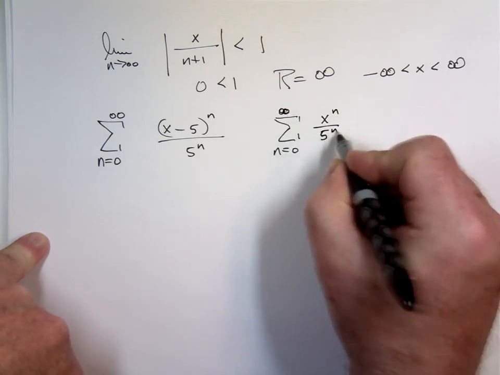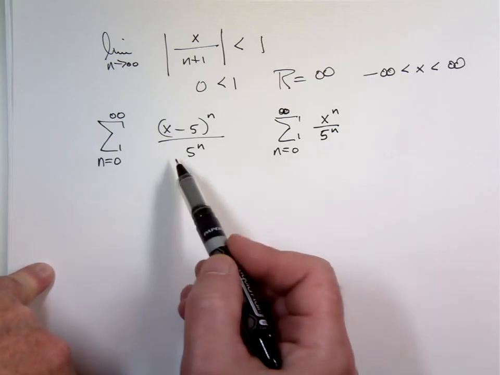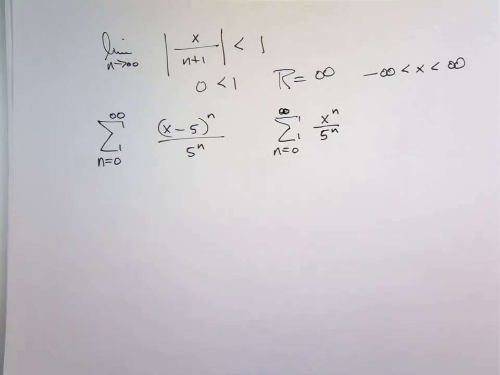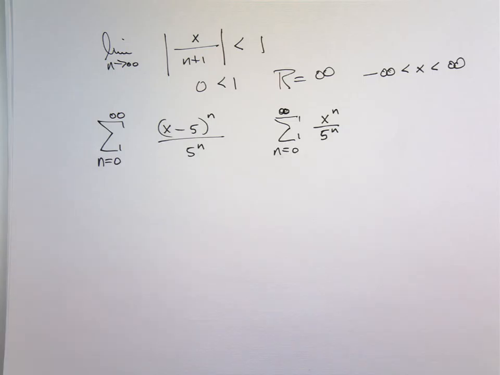Whatever the radius of convergence is for this series will be the radius of convergence for this series. All this is a shift, okay? It's a shift. So, let's examine this series. We want to find the values of x for which this series converges. Let's use the ratio test.